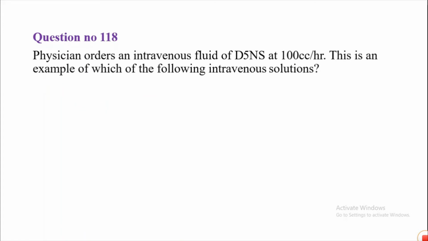Question number 118. Physician orders an intravenous fluid of D5NS at 100 cc per hour. This is an example of which of the following intravenous solution. The options are number A, hyperalimentation, number B, hypertonic, number C, hypotonic, number D, isotonic.